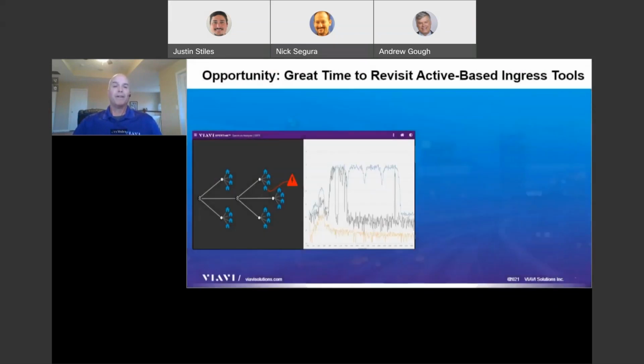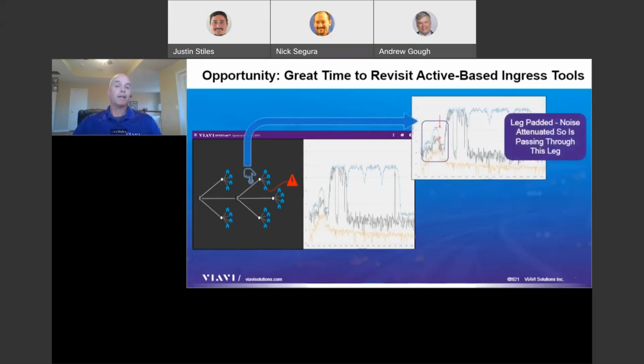So another opportunity that we have as we're going off and making these changes in our network is to revisit some things we used to do in the past. For those of you old enough to remember wink switches, they were a great way to remotely segment upstream ingress. The way they worked was you can remotely pad individual legs of an amplifier and look at the spectrum and see what it does. So if you're padding a leg of an amplifier and the noise is passing through that leg, you would see the spectrum attenuate.